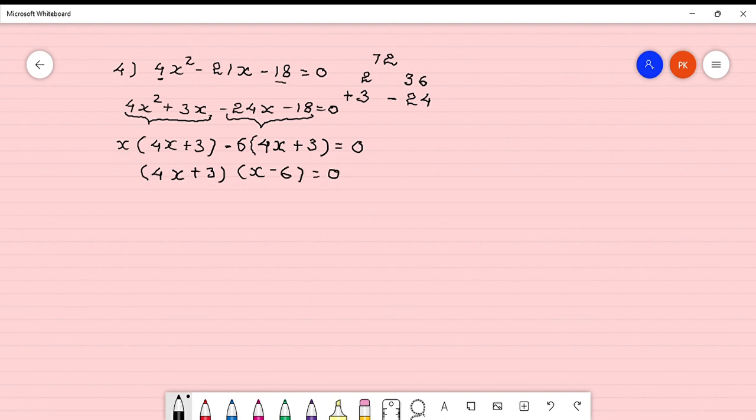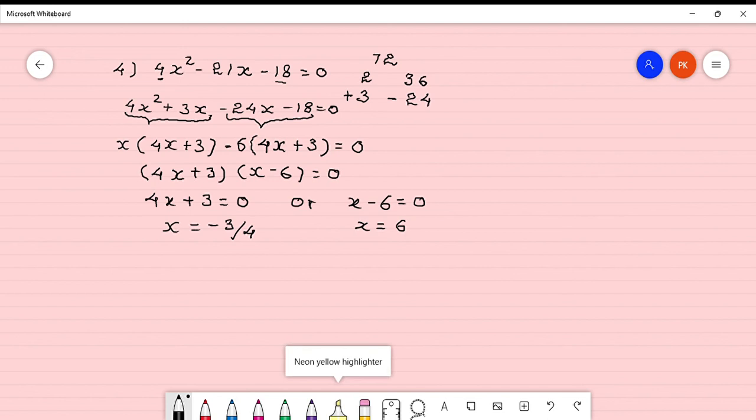Now equate each factor to 0. So 4x + 3 = 0, which gives me x = -3/4, or x - 6 = 0, which gives me x = 6. And hence the two solutions of this quadratic equation are 6 or -3/4.